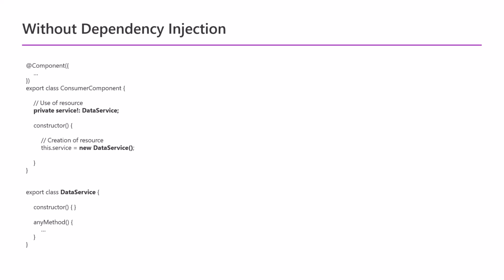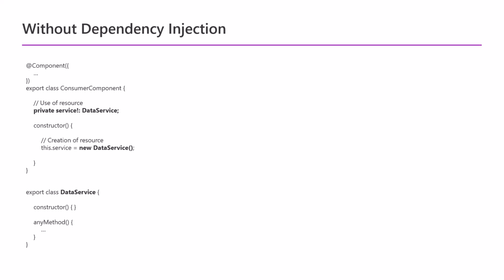Here I have a couple of Angular code snippets. The first is a snippet of a component, and the second is a snippet of a service. The component snippet demonstrates how we would use a service within a component without dependency injection. And the way that we do this is by both creating an instance of the service and using that instance of the service within the component's code. Now, this in and of itself doesn't pose any problem. This code would work fine. That is, until we want to make certain modifications.